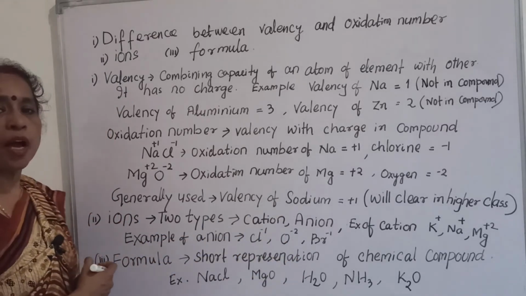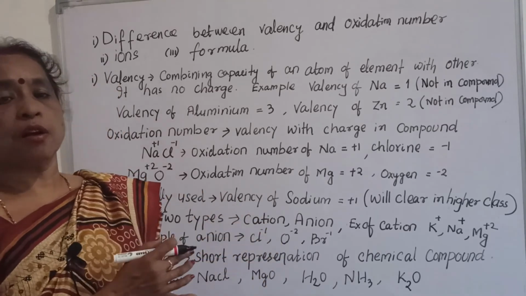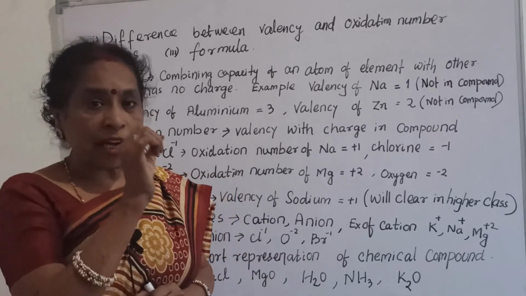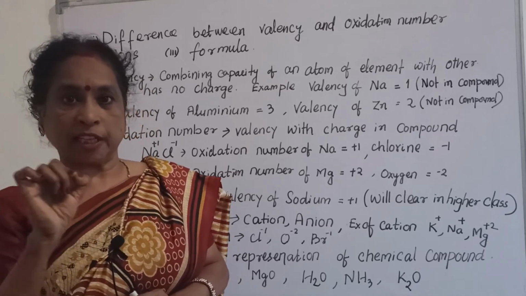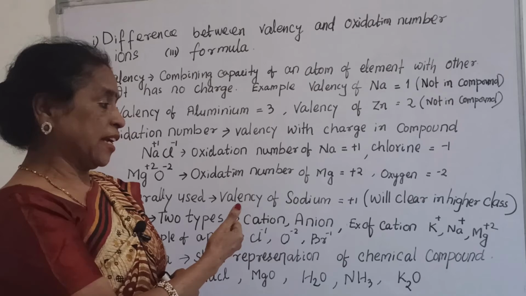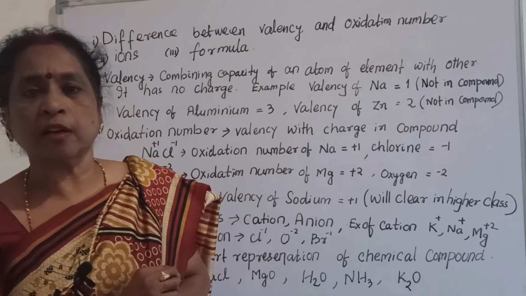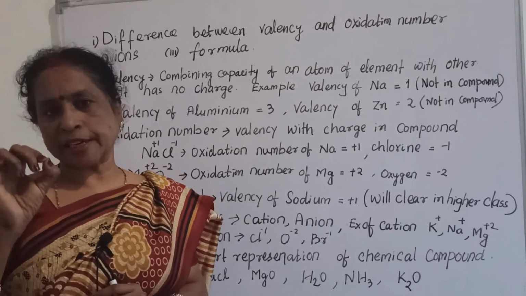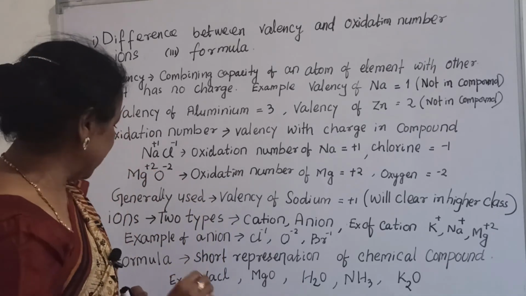Then come to formula. What is a formula? A short representation of a chemical compound. Suppose we are using sodium carbonate; we will write sodium carbonate. Suppose you are using water; you will write the spelling of water. Later, it is better to write only the formula. Formula means a short representation of a chemical compound. Water, H2O. Instead of writing the spelling of sodium carbonate, we can write Na2CO3.